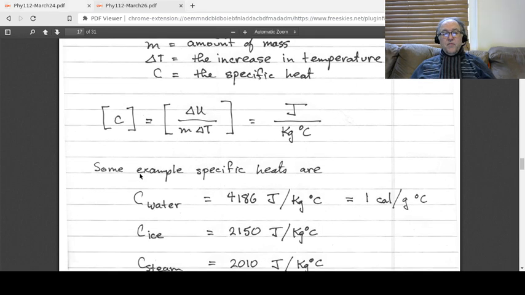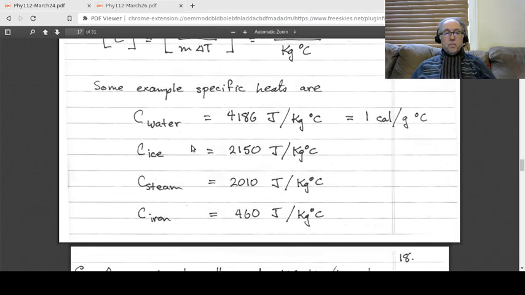So what are some specific heats? The specific heat of water is 4,186 joules per kilogram degree Celsius. That means to heat up 1 kilogram of water by 1 degree Celsius, it's going to take 4,186 joules. In fact, the person who discovered that was Joule himself. He had a paddle in water, and the paddle would stir the water, delivering its energy to the water. Once the paddle had delivered 4,186 joules of energy to the water, he discovered that the water heated up by 1 degree Celsius.